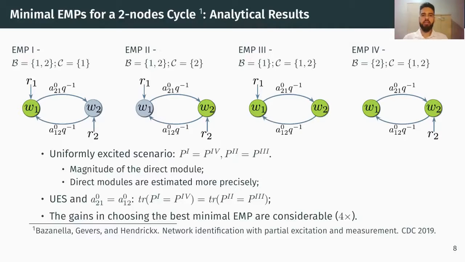If we additionally assume that the two modules are equal, all minimum EMPs produce the same trace of the covariance matrix. Finally, considering numerical results, we have observed that the difference between choosing the best EMP can be considerable with respect to the worst case, and in some scenarios even 4 times better. This will be observed for cycles with more nodes and also for branches.